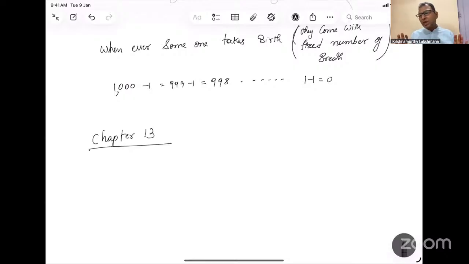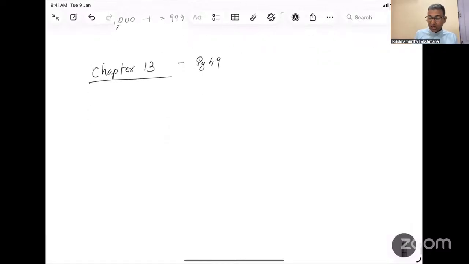There are so many things, all of that can be covered. Whatever can be covered, we will take up some of it. So chapter 13, page 49. Sorry, treatise 12, in English. In Hindi, the page number may be different.